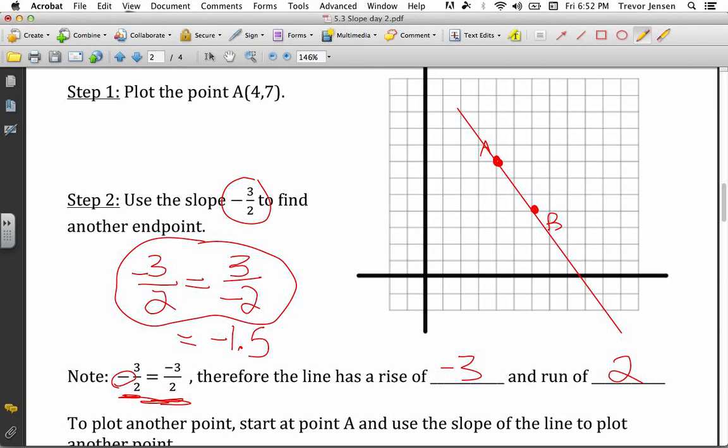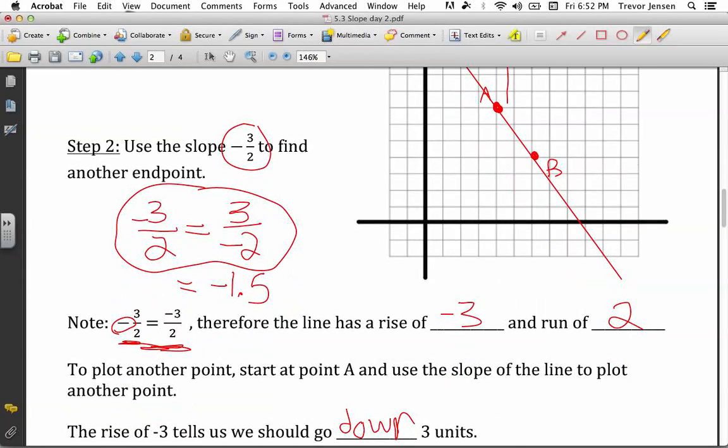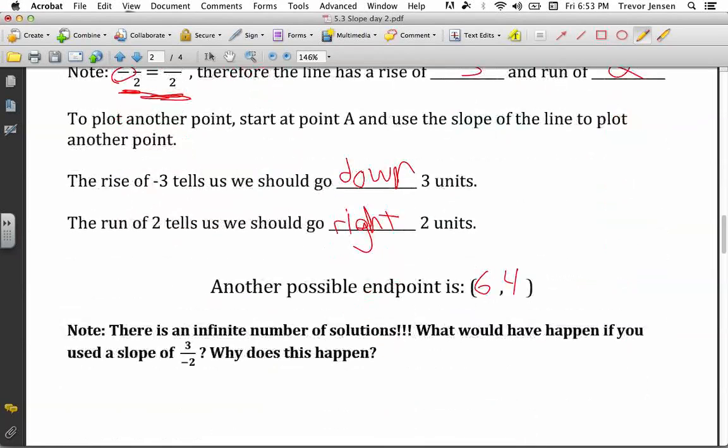If we had used the other slope, 3 over -2, if we had moved the negative to the denominator, that would have told us to have a rise of 3, so go up 1, 2, 3, and then a run of -2, so go left 1, 2. And it would have given us this point right here, which is also on the line. So depending on which slope you use, it'll give you a different point on the line in a different direction from your starting point. But it will give you a point on the line no matter which of those two slopes you use. Okay? So hopefully you see that.